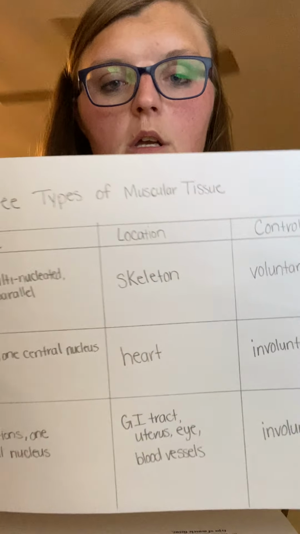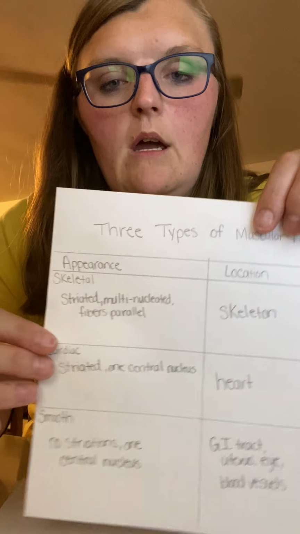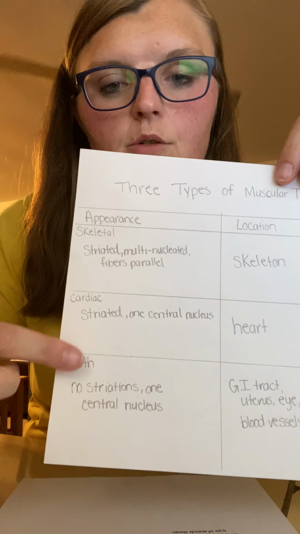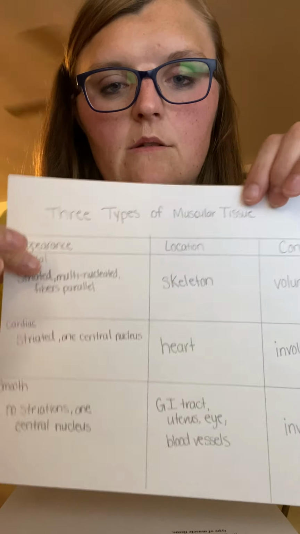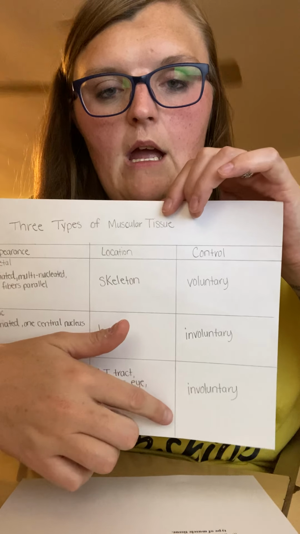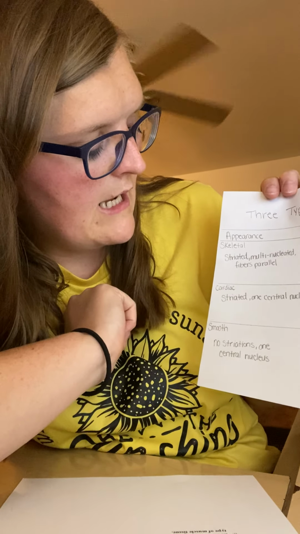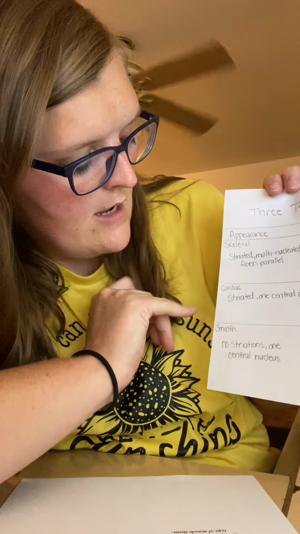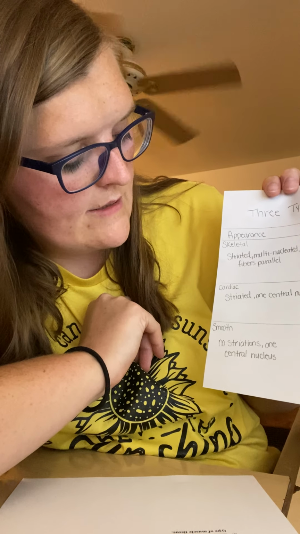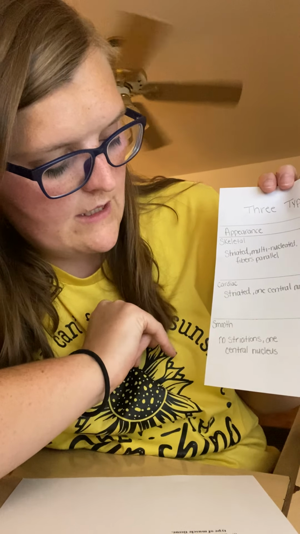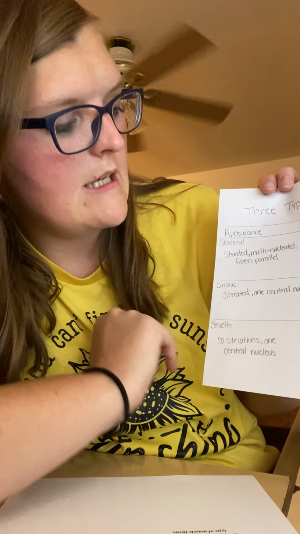And then question number 6 is draw a table describing the location, appearance, and control type of each type of muscle tissue. So here's my table, my appearance column, skeletal, cardiac, and smooth muscles, my locations, and my controls. So my appearance for skeletal muscle is, it appears to be striated, multinucleated fibers that are parallel. My cardiac is striated, one central nucleus, and my smooth is no striations, one central nucleus.